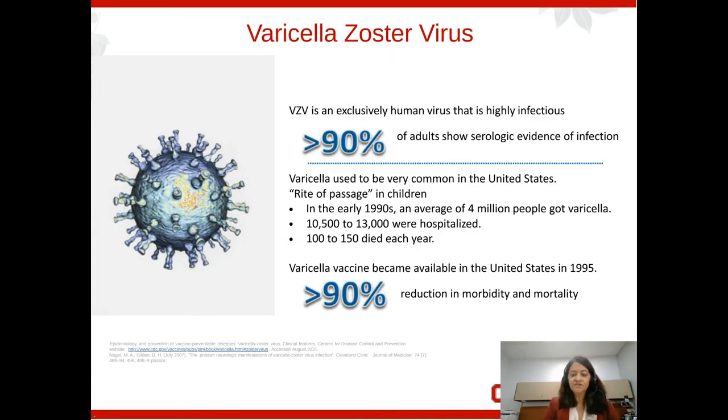So VZV, as we mentioned, is a highly infectious virus, and greater than 90% of individuals show serological evidence, which means that they have been infected in the past. And prior to the availability of the vaccine, varicella used to be a rite of passage in children. It meant that a large number of people would get infected with this virus. In the early 1990s, there was an average of 4 million people getting varicella, between 10 to 13,000 being hospitalized, and then about 100 to 150 dying each year.